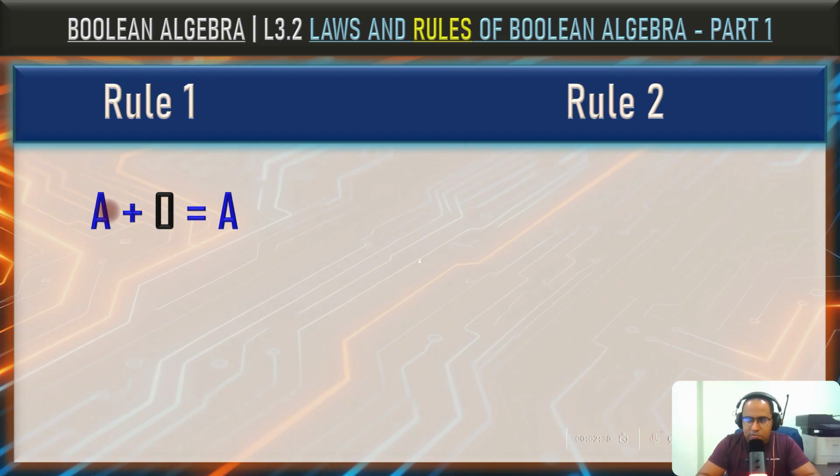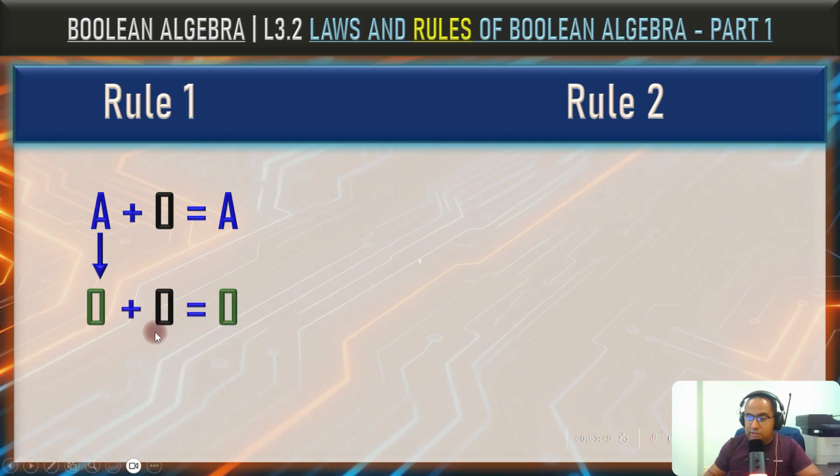Let's test 2 possible values of A to confirm. If A equals 1, then 1 plus 0 equals 1. So, according to the pattern of Boolean addition, as you can see, the result is the same logical value assigned to the variable A earlier. And if A equals 0, then 0 plus 0 equals 0. In both cases, the result is A, confirming the rule.